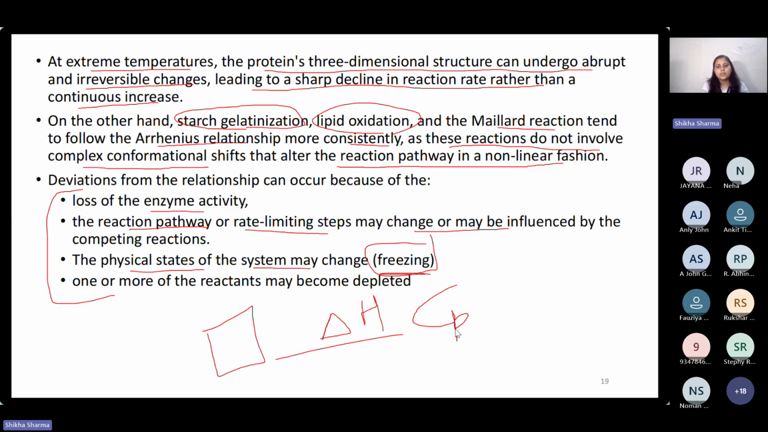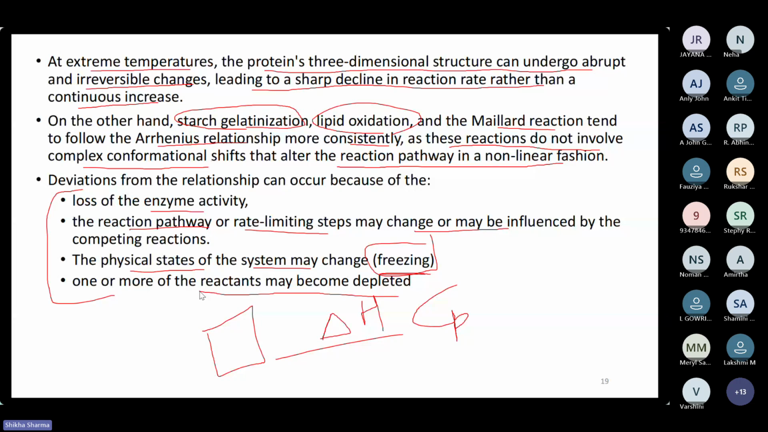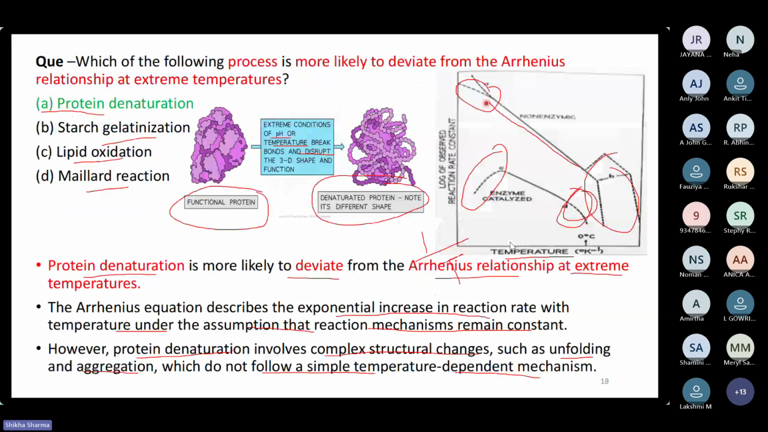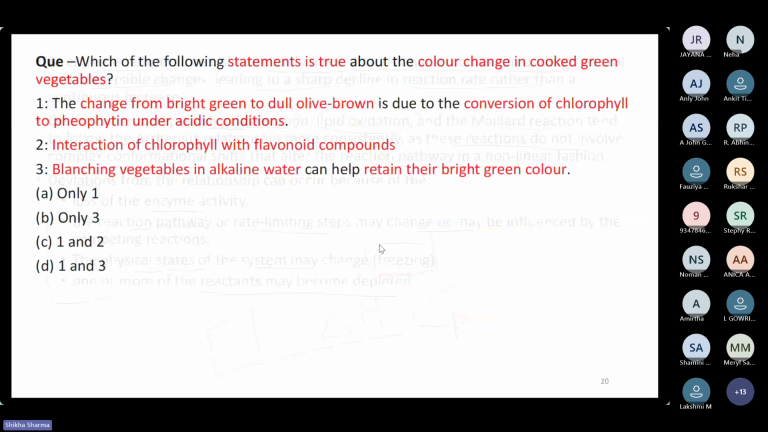So we will not have the same kind of reaction rate as in the normal temperature range. Also, if one or more reactants deplete, then the rate of the reaction may also change, and it will not follow the Arrhenius equation. So here in this question, the answer is protein denaturation. At the time of protein denaturation, we can see the deviation.